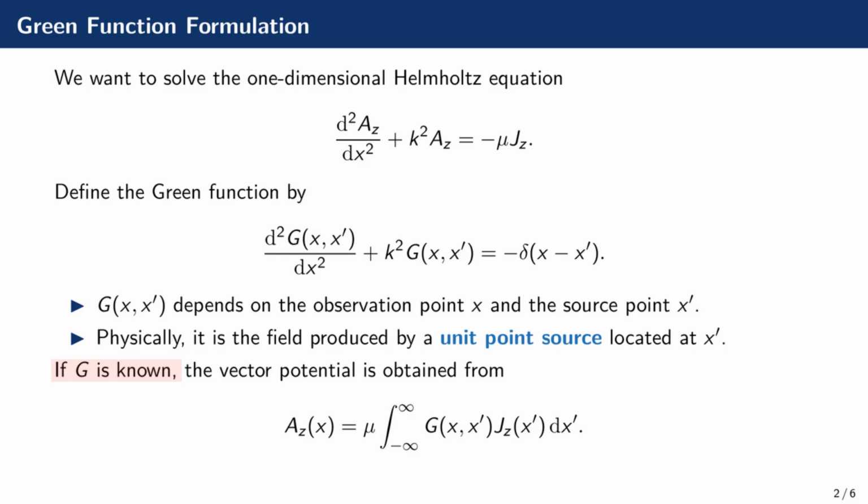If the green function is known, the solution of the original problem is obtained by multiplying it by the source term and integrating over all source positions. In this way, solving the original problem is reduced to finding the green function.